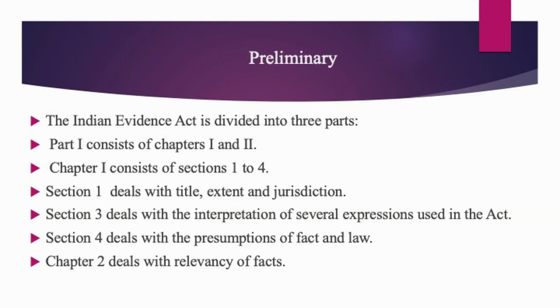The Indian Evidence Act consists of 167 sections and it is divided into three parts. The first part consists of two chapters. Chapter 1, which is preliminary, consists of four sections. Section 1 deals with title, extent, and jurisdiction. Section 2 is repealed. Section 3 deals with the interpretation of several terms used in the Act, and Section 4 deals with presumptions of fact and law. Chapter 2, consisting of sections 5 to 55, deals with relevancy of facts.